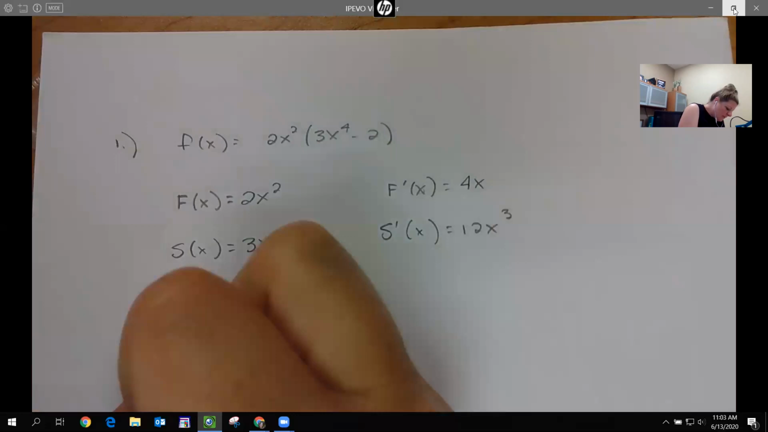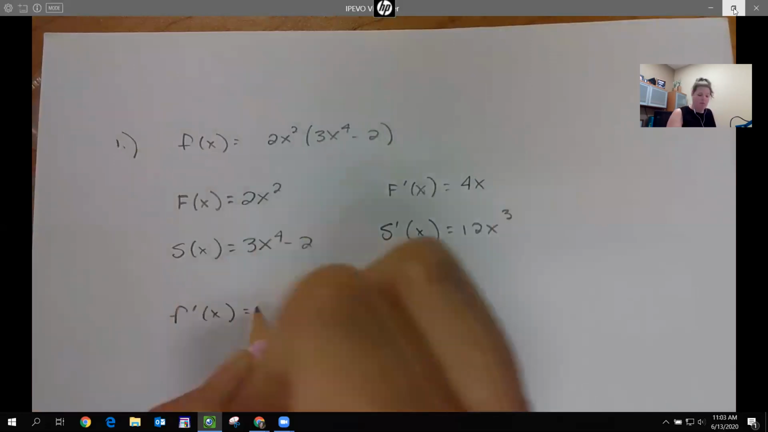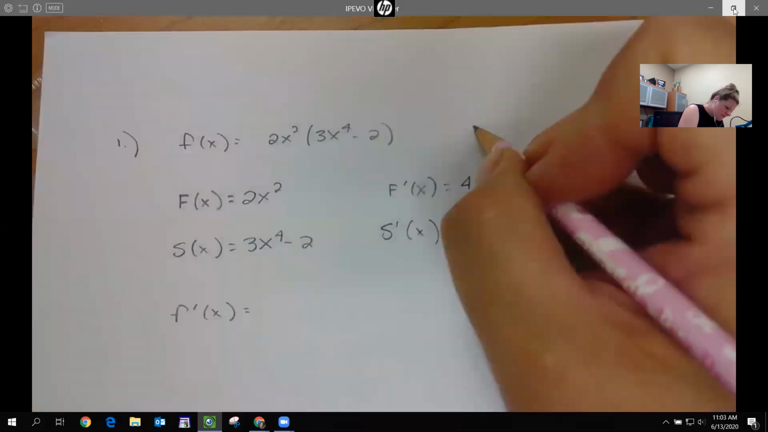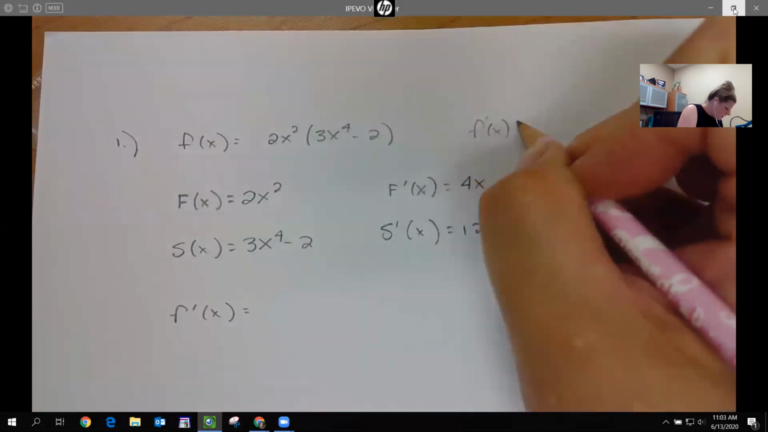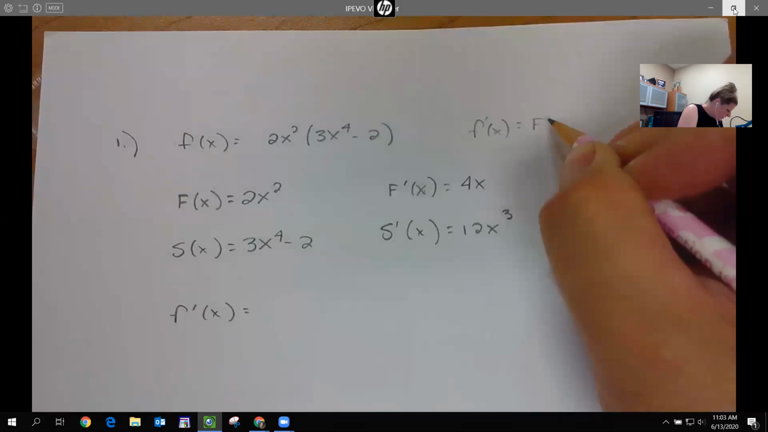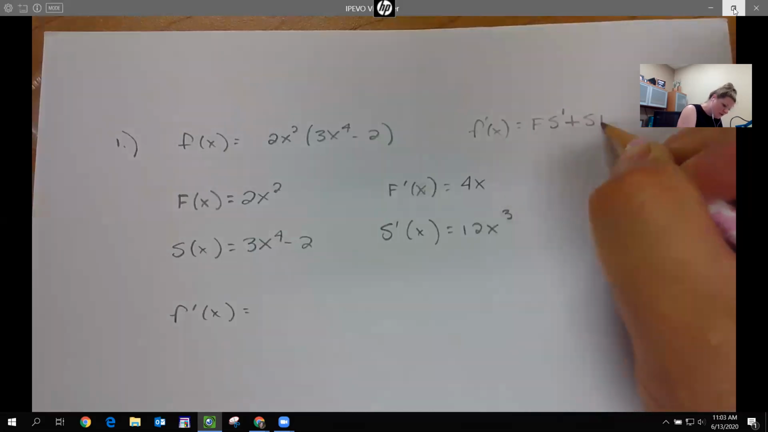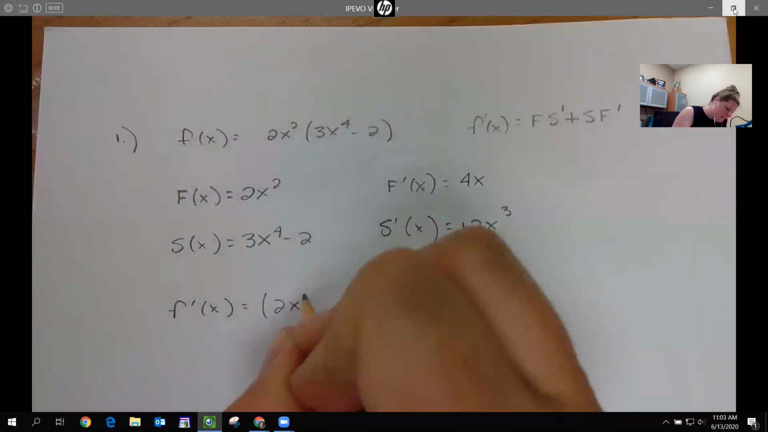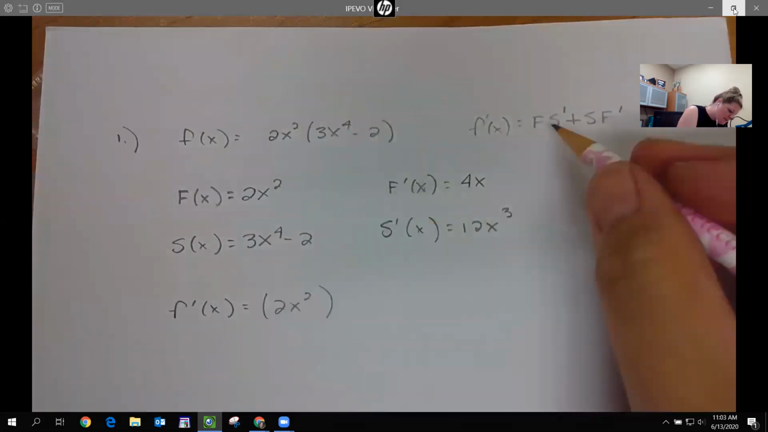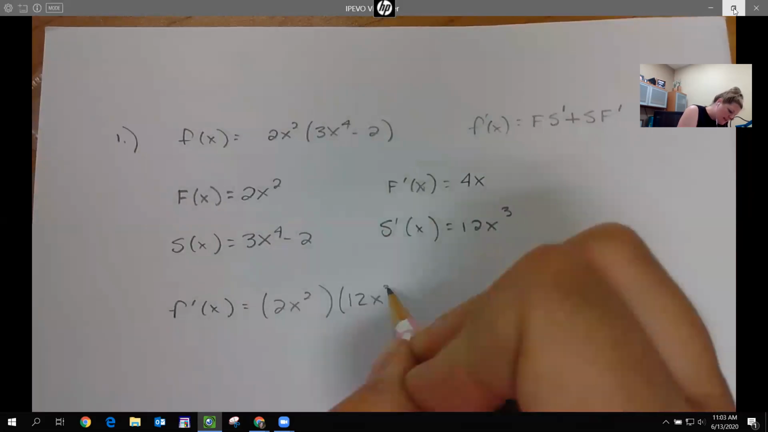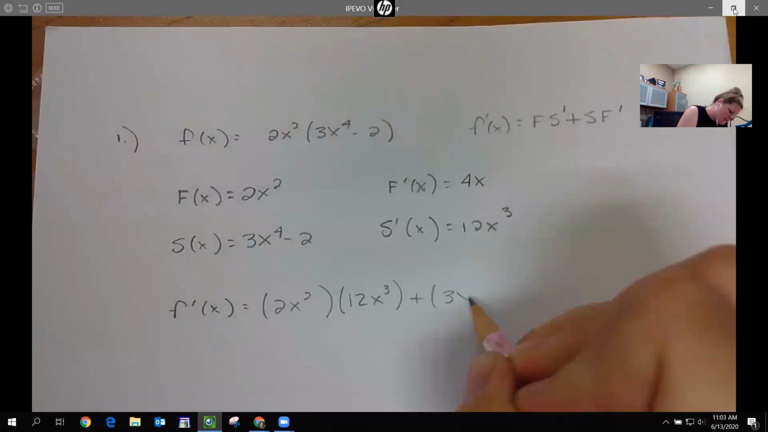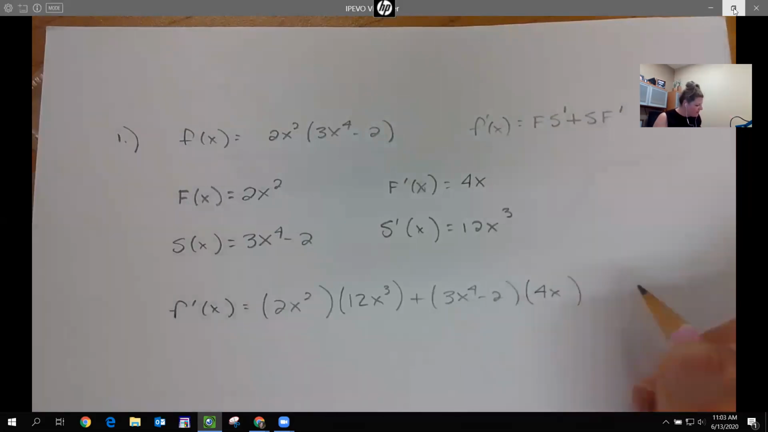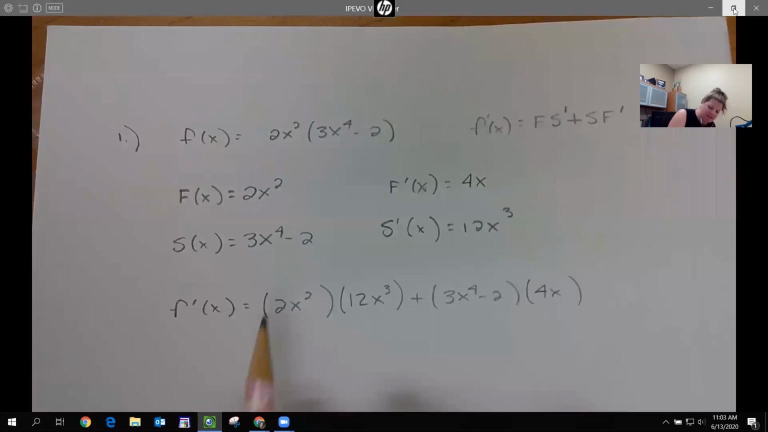Now we can follow our rule. The derivative of this function is going to be first times derivative of the second plus second times derivative of the first. So we want the first, which is the 2x squared, and the derivative of the second, I'm using parentheses, is 12x to the third, plus the second, which is 3x to the fourth minus 2, and then the derivative of the first is 4x. I always use parentheses just to help me remember that it's really times in here and times in here.